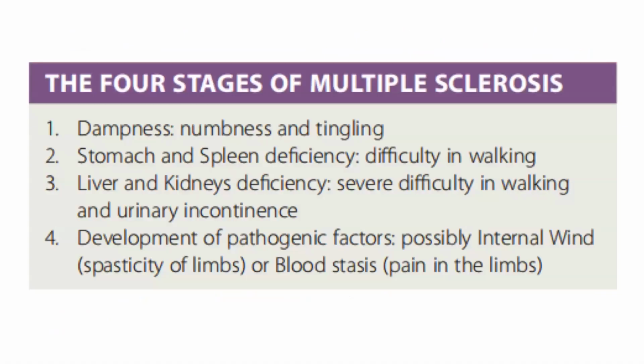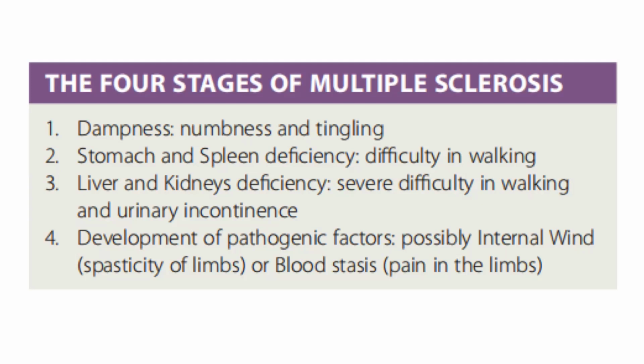So to summarize, the 4 stages of multiple sclerosis are as follows. First, dampness, manifesting with numbness and tingling. Second, stomach and spleen deficiency, which will manifest with difficulty in walking.